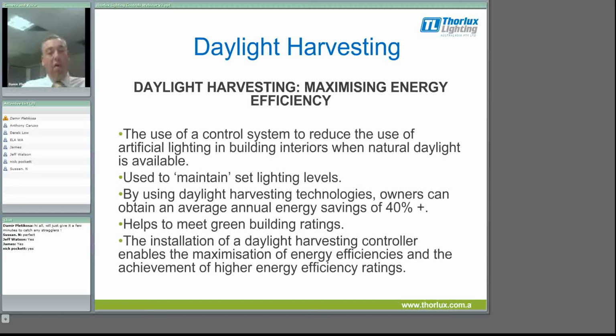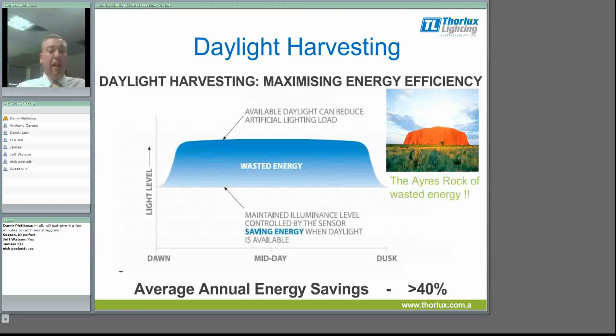So obviously we can see if we put that with the daylight and PIR savings, we're probably saving 60 to 70%. This also helps to meet the green buildings ratings, so Green Star and neighbours, etc., etc.